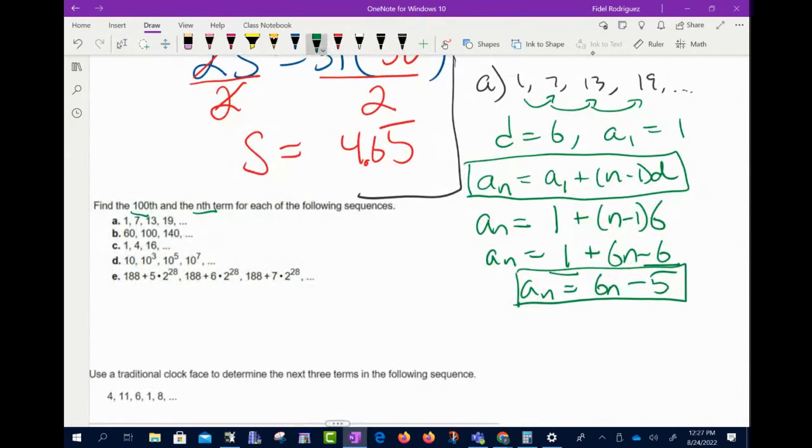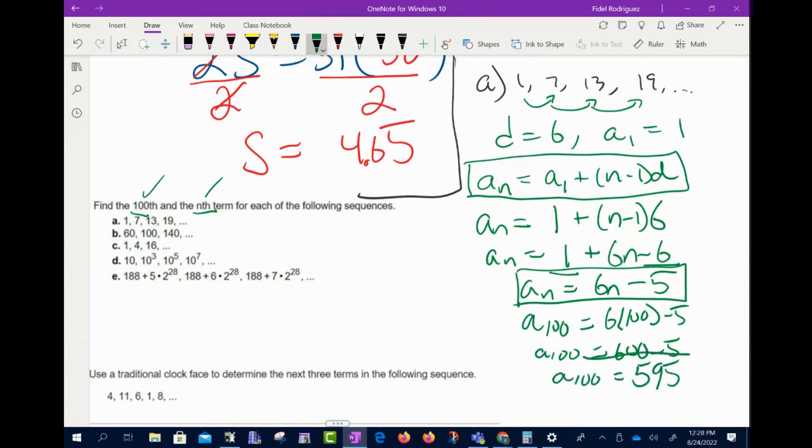Now remember, we're finding 2 things. We're finding the nth term and we're finding the 100th term. It's always easier for me to find the formula for the nth, and then I can figure out what the 100th term is going to be. So remember, if I want to find a of 100, I'm going to say, well, what's 6 times 100 minus 5? 6 times 100 is 600 minus 5 is going to leave me with, what, 595? So there's my 100th term, and there's my nth term. Should have given you guys more space on the paper to do these. I'm sorry, guys. That's my bad.